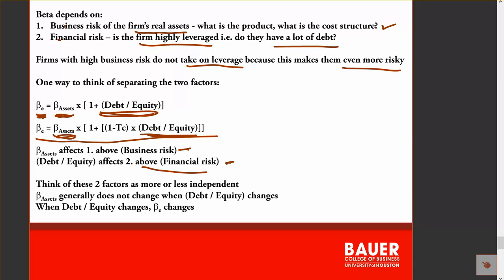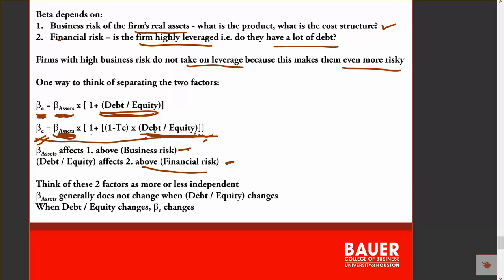Think of these two factors as more or less independent, and also remember that in general this does not change when a firm takes on more debt or takes on less debt. The business risk is not altered by the financial risk, generally speaking. Okay, but what happens when this debt to equity changes? The equity holder's risk goes up, although the underlying assets have not changed in terms of risk.